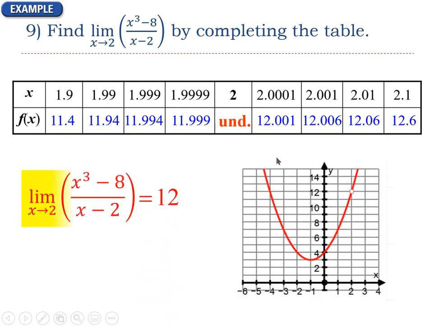So here's a graph of the function. It's just a parabola with a hole in it, but the limit as x approaches 2 is equal to 12. So you'd have a hole right there at 2 comma 12 if you were to graph the function.